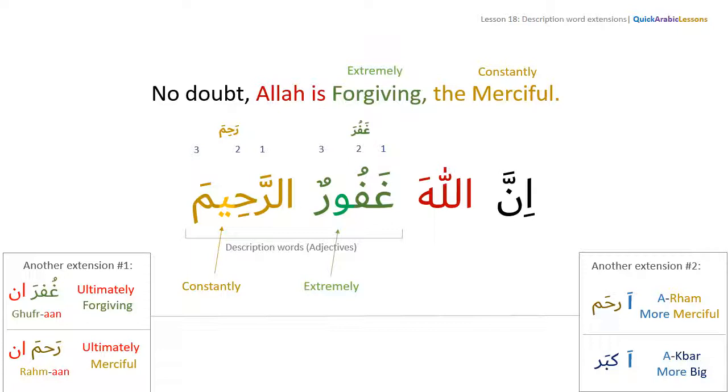Adding the alif before the description word, before the 3 letters of it, means more big or more great. Okay, now the same 3 root letters that we see on the right side is great, or Kabir. Akbar comes from the word Kabir, and Kabir means constantly big, constantly great. Let's add another.